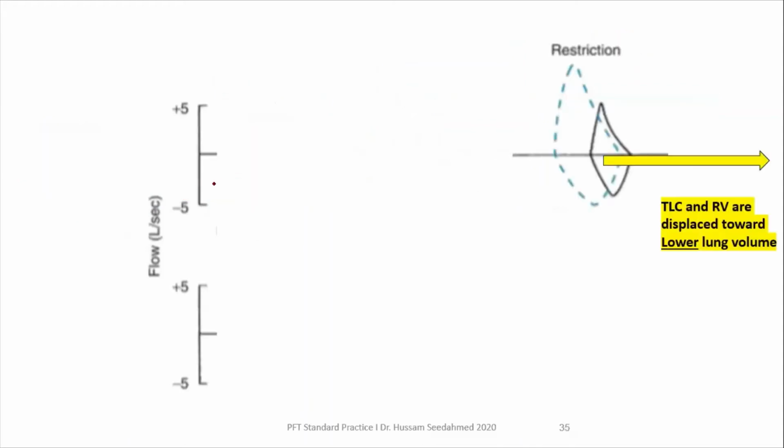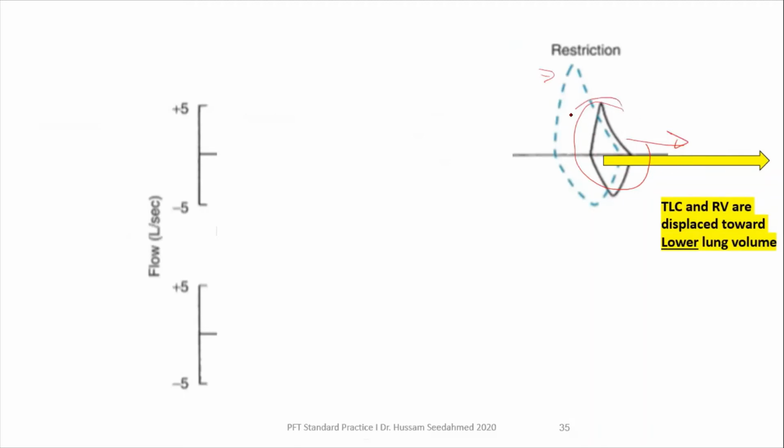العكس تماما في الريستريكتيف. طيب بنفس الطريقه دي كيرف, لو قارنا بالنورمال, is a miniature. The curve is a miniature and now it will be displaced toward lower lung volumes. فالآن it will be shifted toward the right. دائما restrictive will be shifted toward the right.